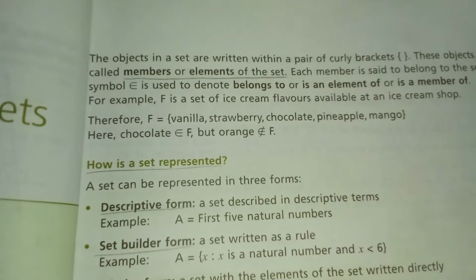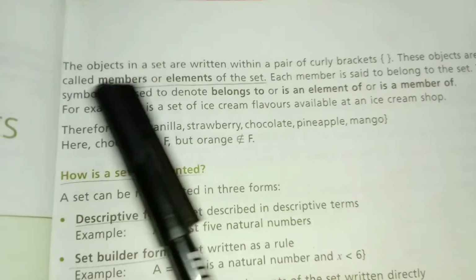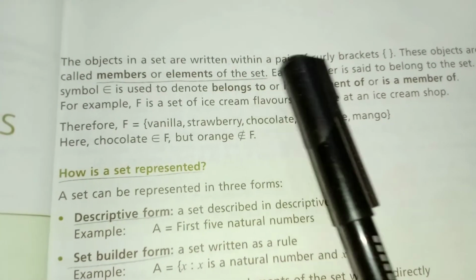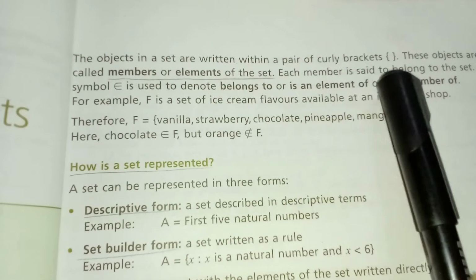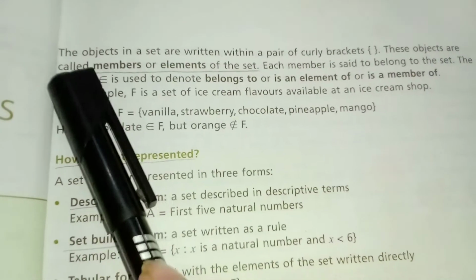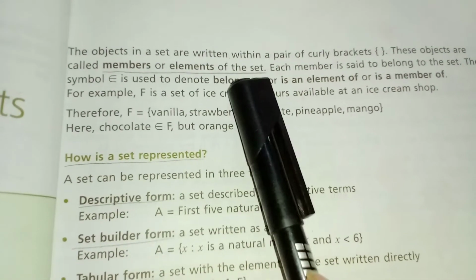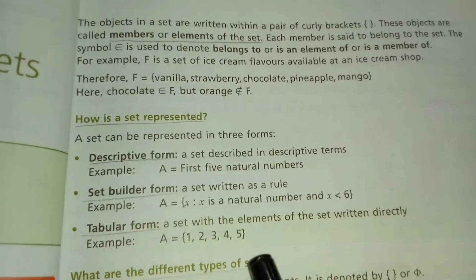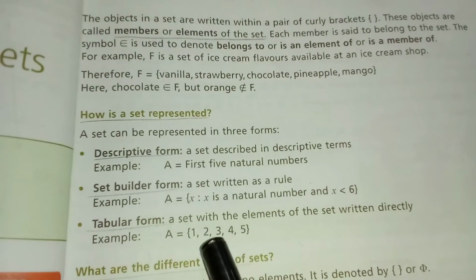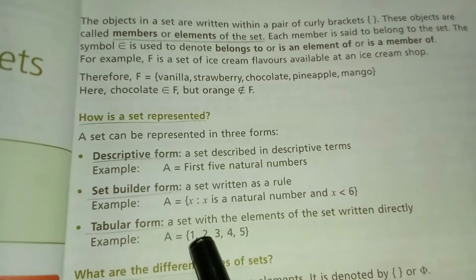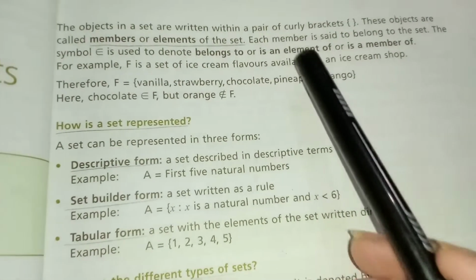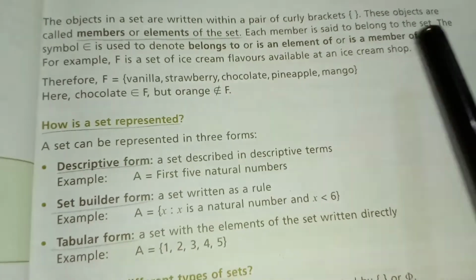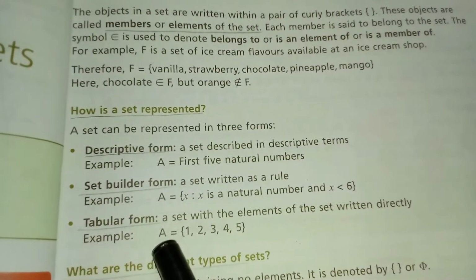There is some information about sets. The objects in a set are written within a pair of curly brackets. These objects are called members or elements of the set. 1, 2, 3, 4 and 5 are the elements of the set or members of the set. Each member is said to belong to that set. We can say that 5 belongs to A.